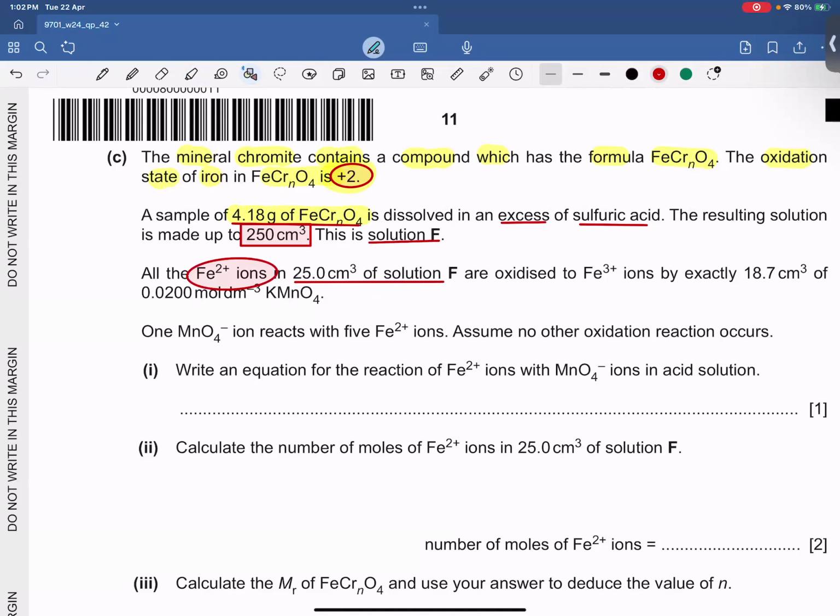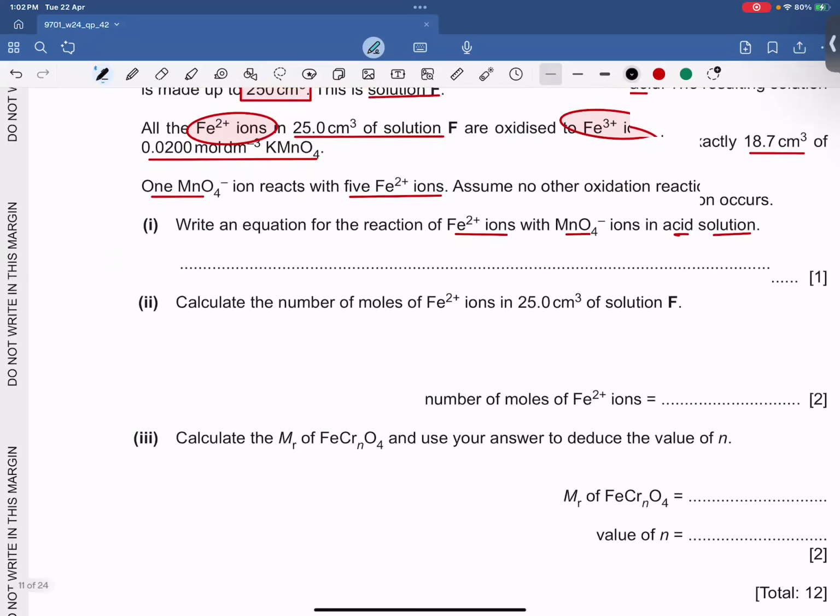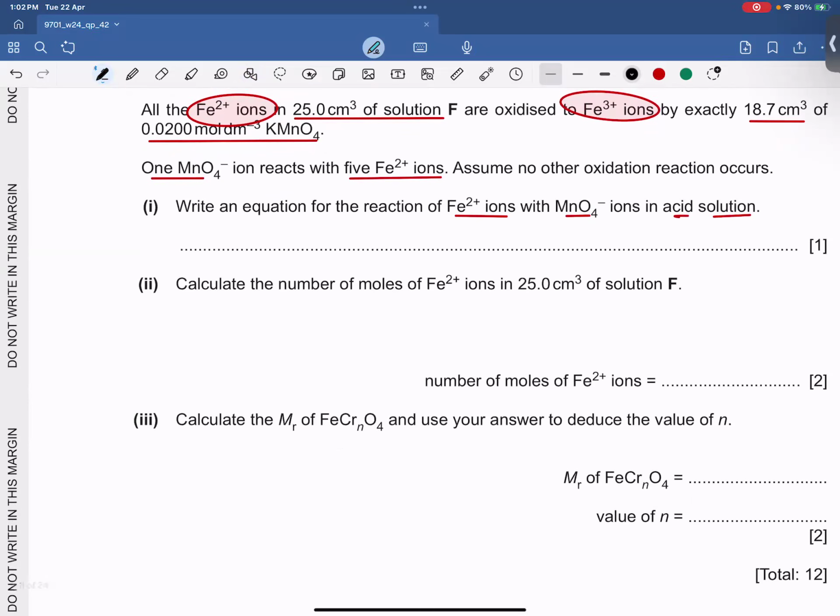25 cm cube of this solution F, which contains iron 2 ions, is oxidized into iron 3 ions by exactly 18.7 cm cube of 0.02 mole per dm cube KMnO4. 1 mole of manganate ions reacts with 5 moles of iron 2 ions. Write an equation for the reaction of Fe2+ with manganate ions in acidic solution. Since no data booklet is given, you either need to memorize this equation or balance it using the ion-electron rule. We have done the ion-electron rule in class both in AS and in A2. So I'm going to write the equation as it is.